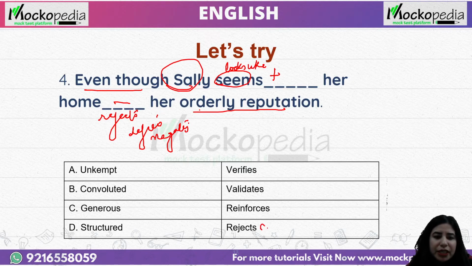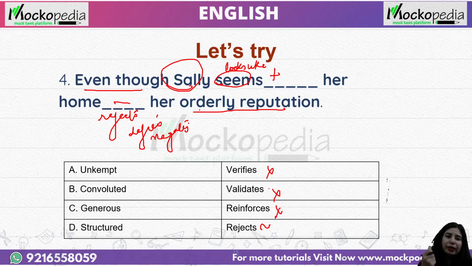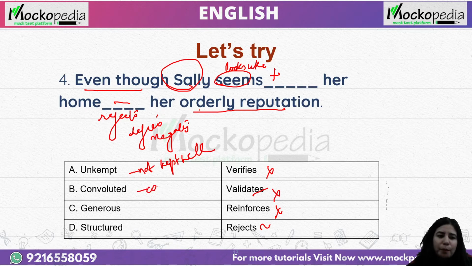So rejects we can keep, reinforce goes out, validate goes out, verify goes out. Validate is when you give acceptance, reinforce means to re-emphasize the same idea, verify, right? Unkempt is something which is not kept well, but we would be wanting a positive word. Conflated is complex. So let me give you the meanings also. Unkempt is not kept well, conflated is complex, generous, so this also goes out. So D would be the right match.